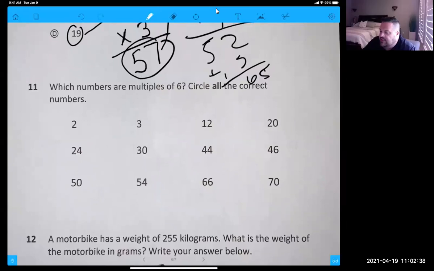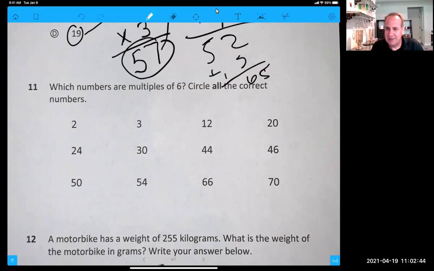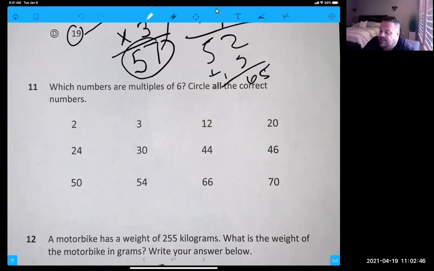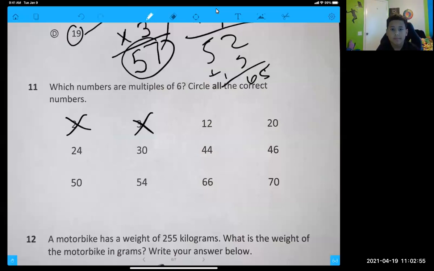All right, number 11. Which numbers are multiples of 6? Circle all of the correct numbers. I mean, 6 goes into them. 6 has got to go into it. Well, we can eliminate these right away because 6 can't go into numbers smaller than it, right? Nope. Does 6 go into 12? Yes.